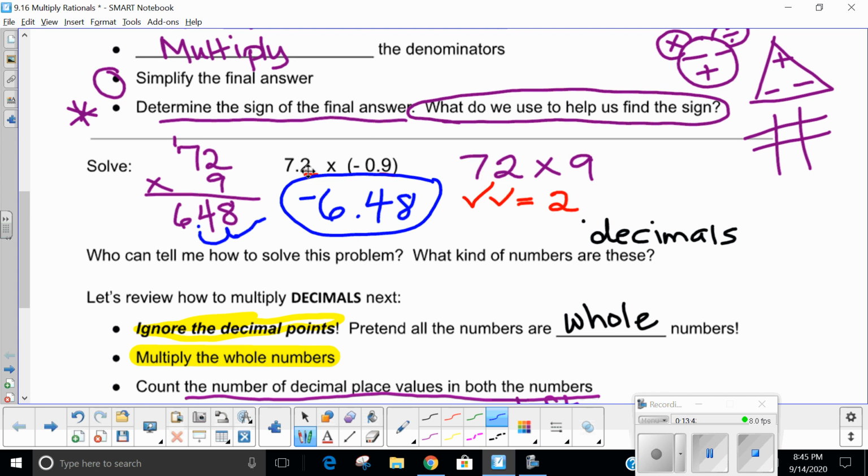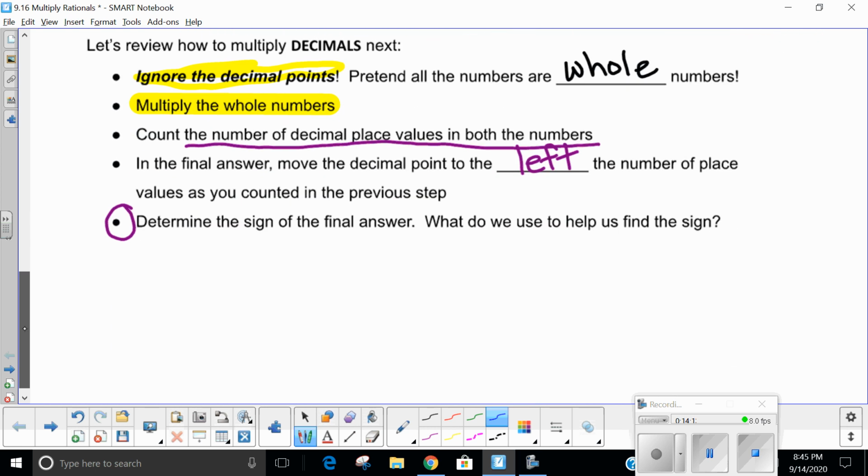-6.48. So remember, we just multiply them like they're whole numbers. So just get rid of the decimal points, multiply them like they're whole numbers, count how many place values there are past the decimal point to the right. So we have 1 here, 1 here. So that gave us 2 place values. So then we go to the end of our answer and we move the decimal point 2 place values to the left. And that's all you have to do. That's easier than adding and subtracting.